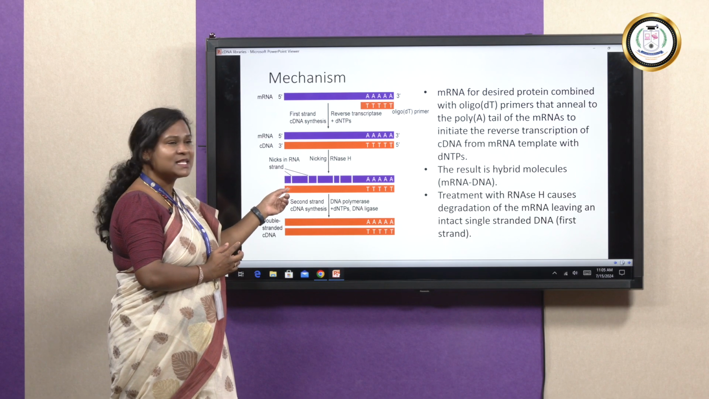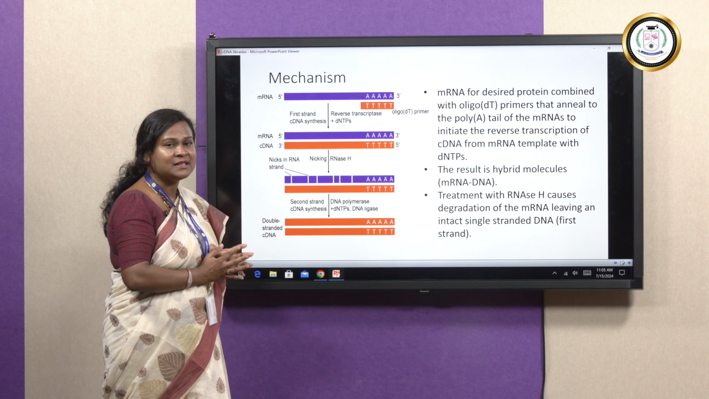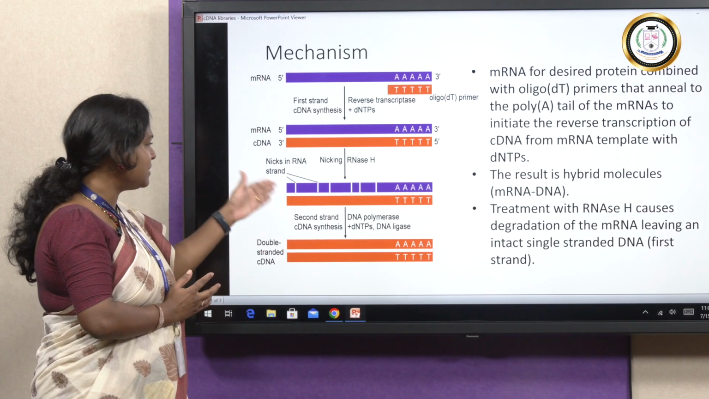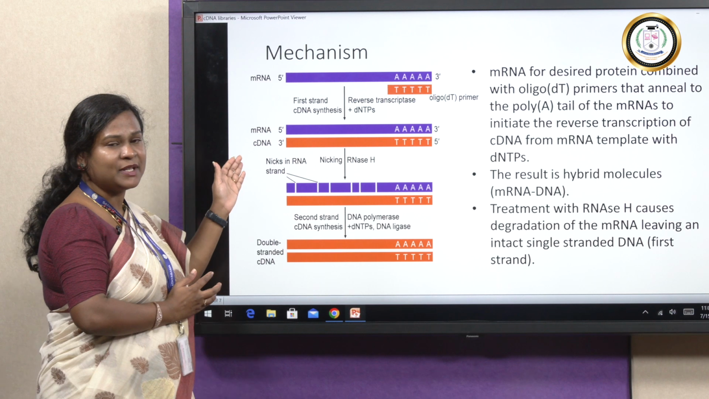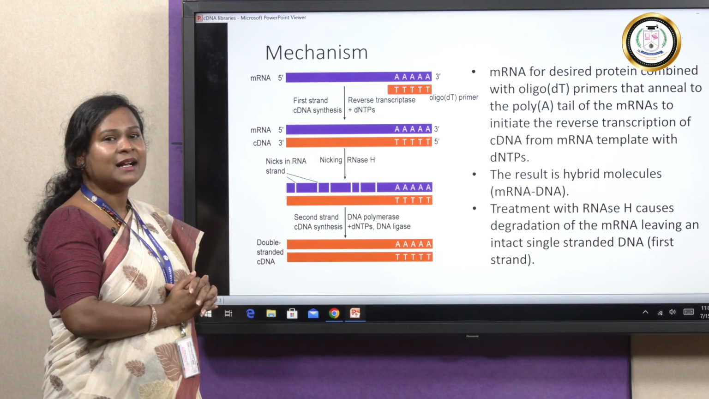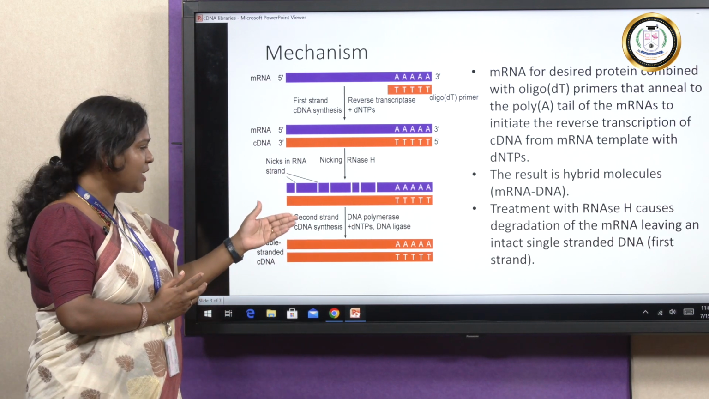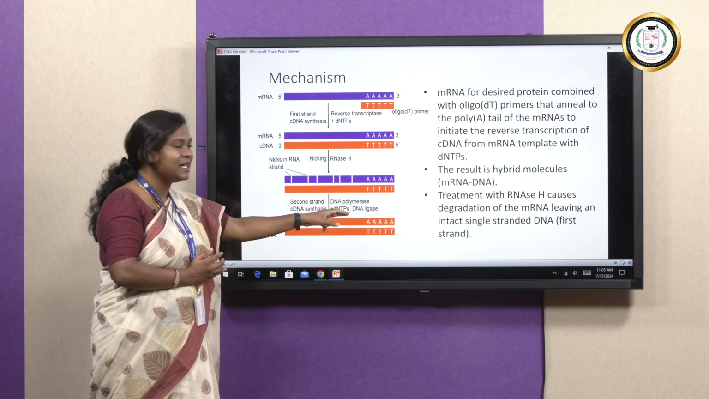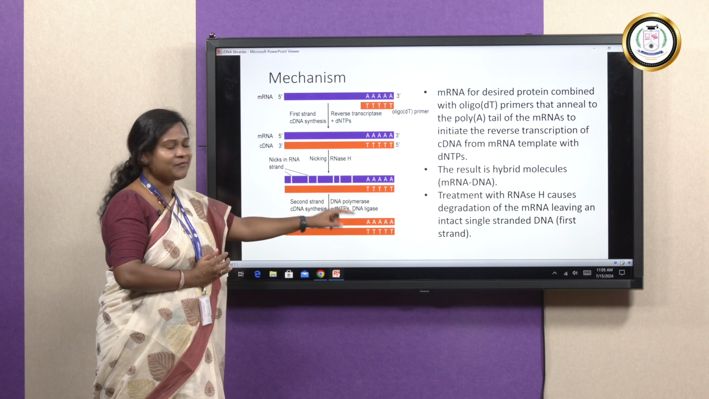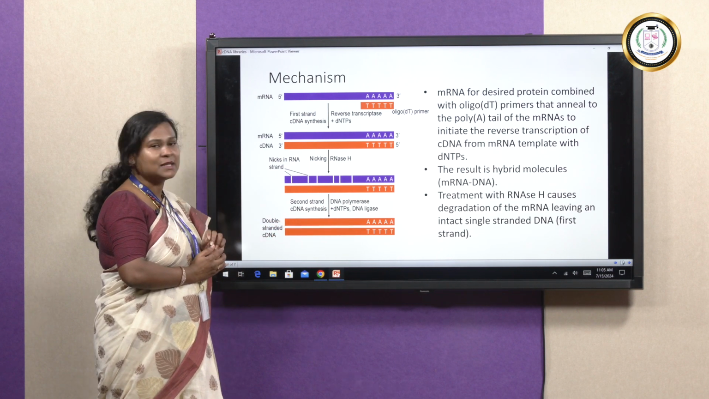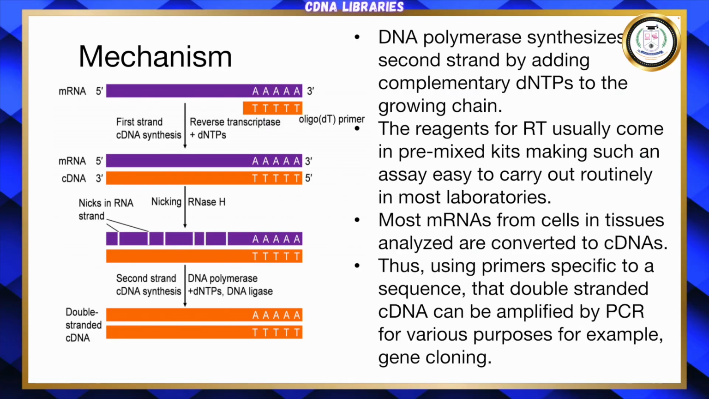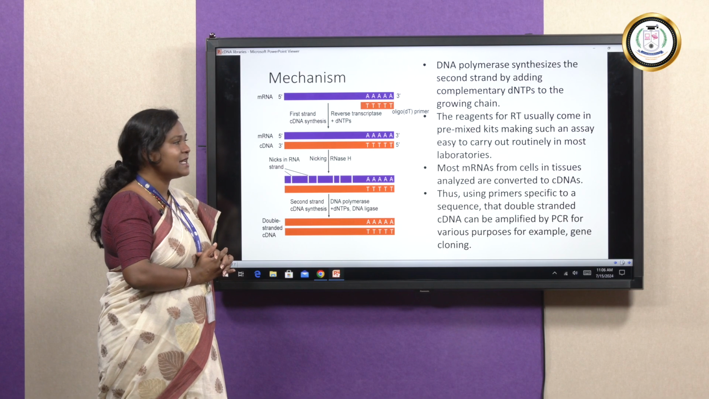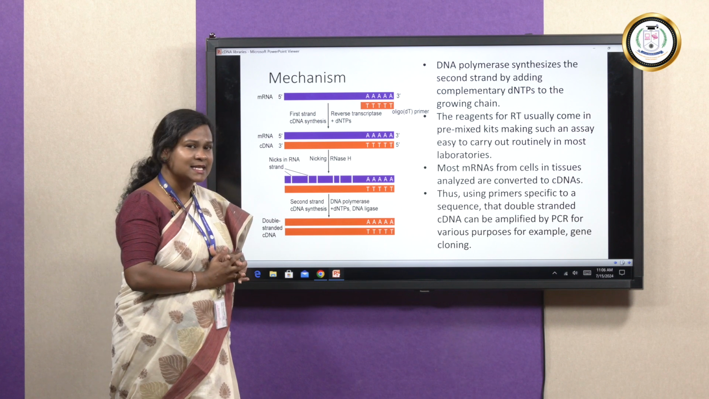Once we synthesize the cDNA, we need to get rid of the mRNA, which we remove with the help of RNase H. After removing the mRNA, we add DNA polymerase, which synthesizes the complementary DNA to the first synthesized strand, and therefore we can make double-stranded DNA. DNA polymerase is the predominant enzyme which helps in synthesizing the second strand. This is how the DNA strands are synthesized.